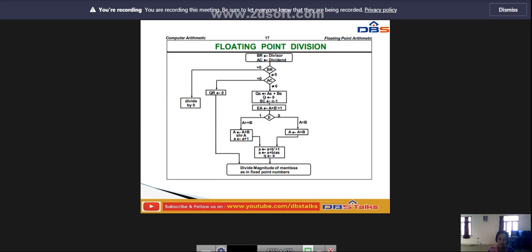Next, coming to division. We have already discussed this division. BR is the divisor, AC is the dividend. With the same conditions, we check equal to 0 and not equal to 0. If equal to 0, it is division by 0. If not equal to 0, our condition will be repeated again until we get the remainder 0. Conditions like A greater than B and A less than B will be followed, and the magnitude of the mantissa will be divided as fixed point numbers. So these are the conditions followed in floating point division.